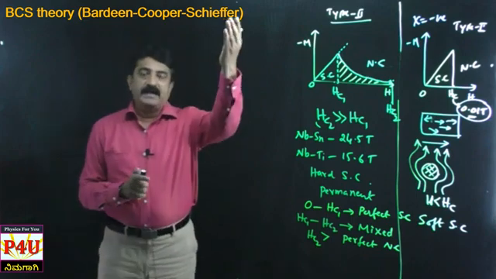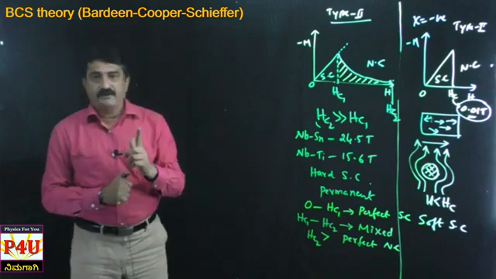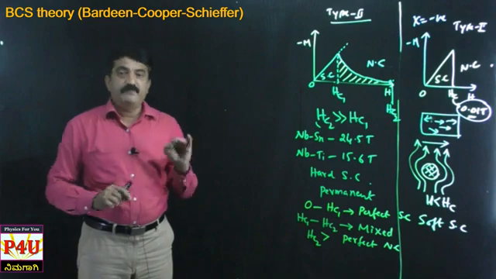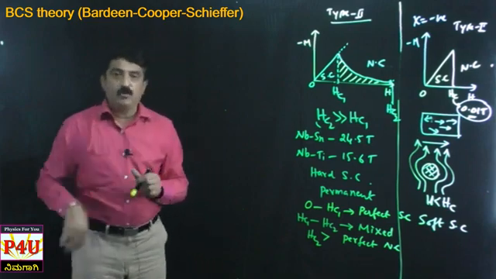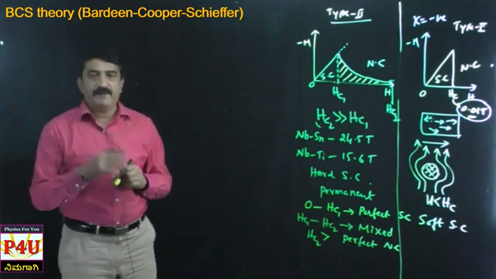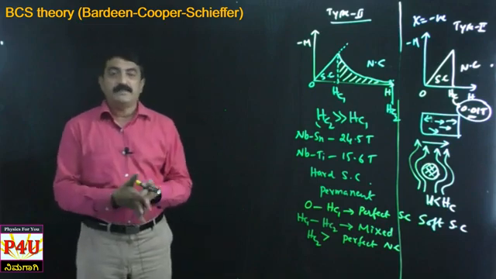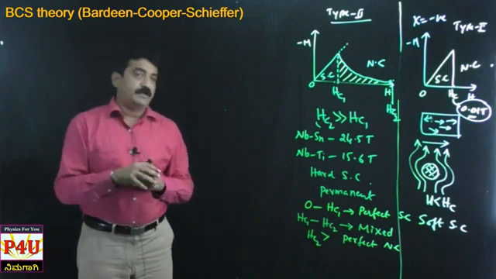BCS theory stands for Bardeen, Cooper and Schrieffer. B for Bardeen, C for Cooper, S for Schrieffer. These three physicists gave this theory, and in fact for this theory they even got the Nobel Prize. Kamerlingh Onnes got the Nobel Prize, Meissner got the Nobel Prize for the Meissner effect, even these three physicists of BCS also got the Nobel Prize. I told you already that about 3 to 4 Nobel Prizes are awarded in the field of superconductivity.